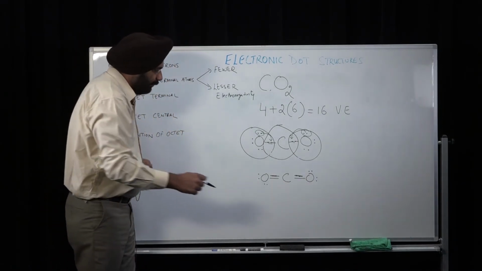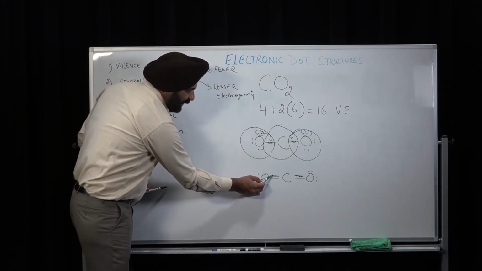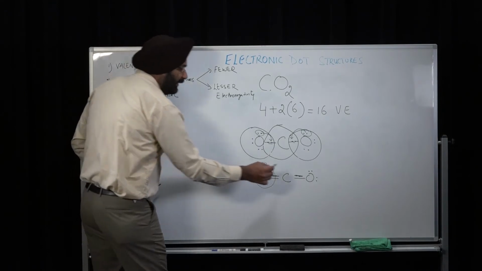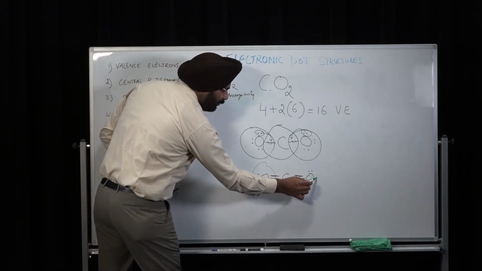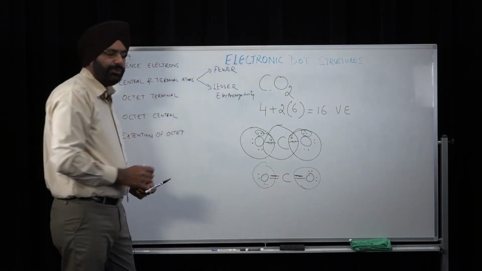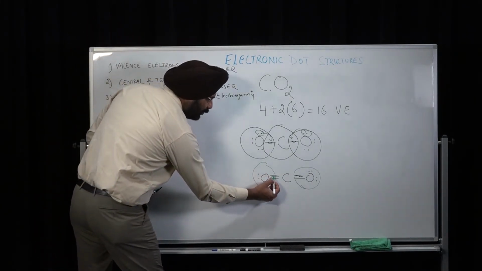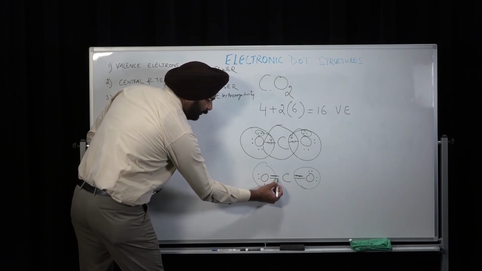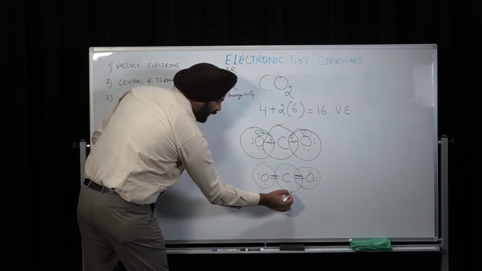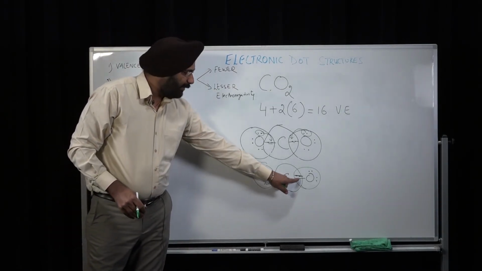So let's see. On the terminal oxygen atom, how many electrons am I seeing? 1, 2, 3, 4, 5 and 6, 7 and 8. So the octet on the oxygen atom is still complete. And in the same way, on the other oxygen atom, 1, 2, 3, 4, 5, 6, 7 and 8. The octet is complete on the other oxygen atom too. So let's see if the octet on the carbon is complete or not. 1, 2, 3 and 4, 5 and 6, 7 and 8. The octet on the carbon atom is also complete. 4 on the left side and 4 on the right side.